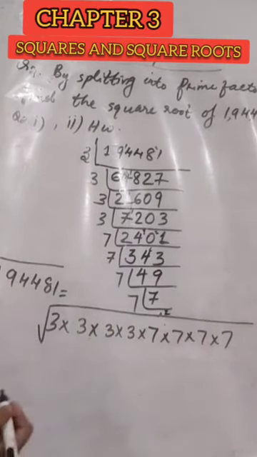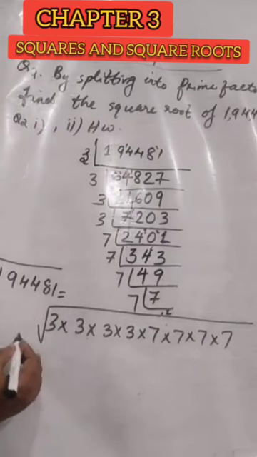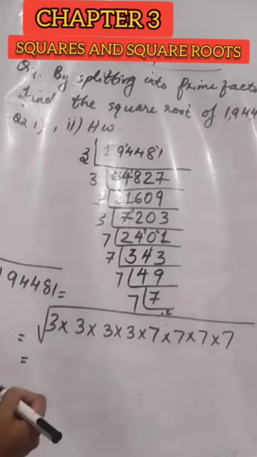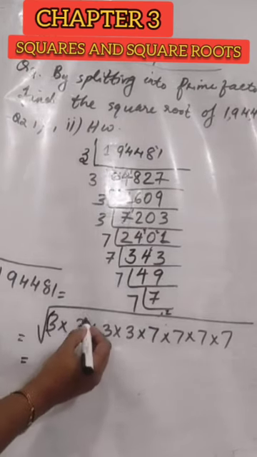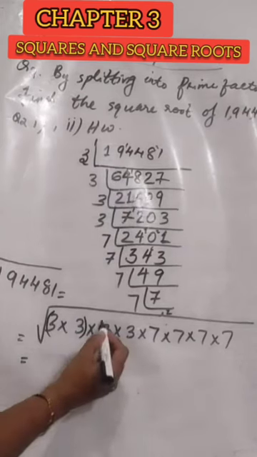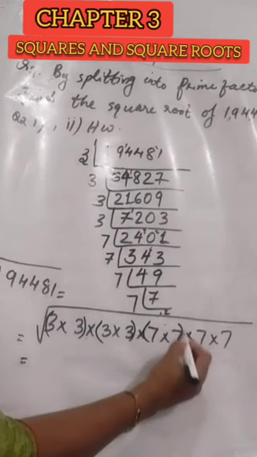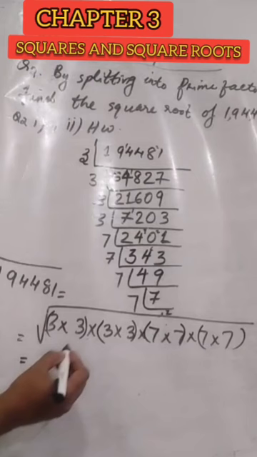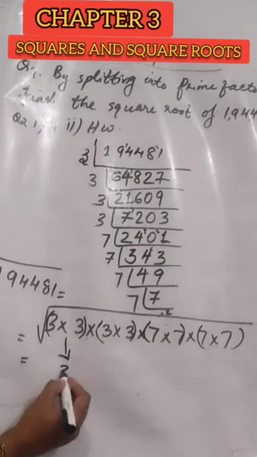Okay, so look at these prime factors. How can we get the square root? First we group them as pairs. You can see 1, 2, 3, 4 pairs are there. From each pair you write one number outside.